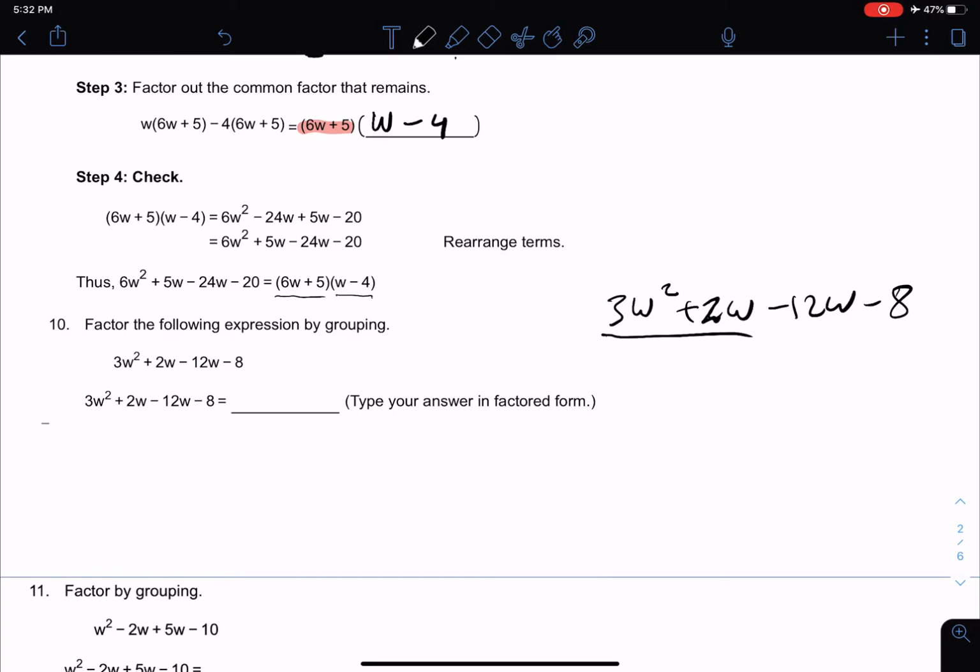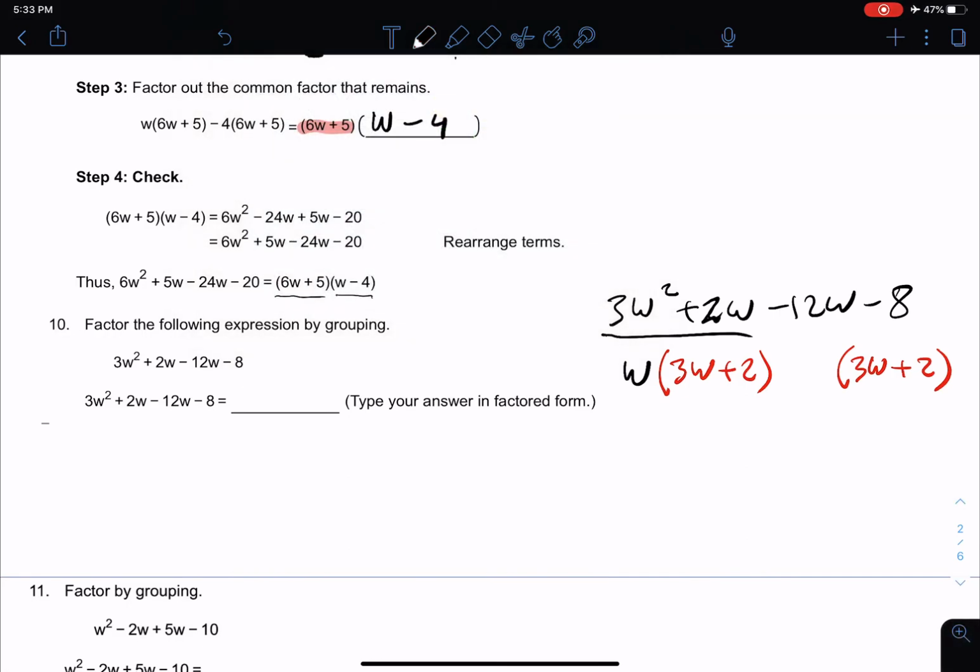Anyhow, we look at the first two and what is in common. Not the 3 and the 2, definitely w. What is left after you factor out that w? Well, we're left with 3w plus 2. Now I'm telling you, for this procedure to work, factoring by grouping, I have to have a matching 3w plus 2. So I'm just going to write it down. If I can't make it happen, then the problem doesn't work anyways.